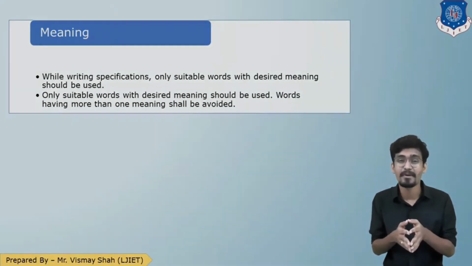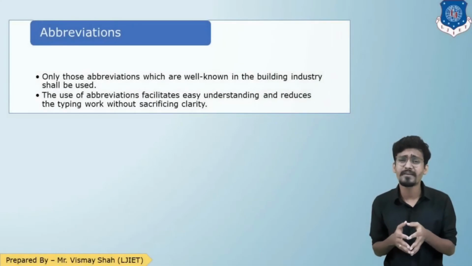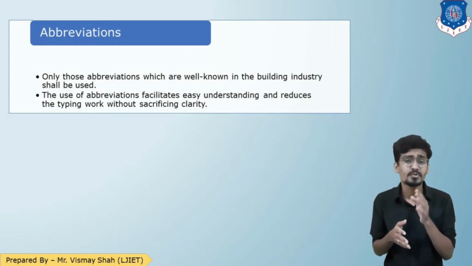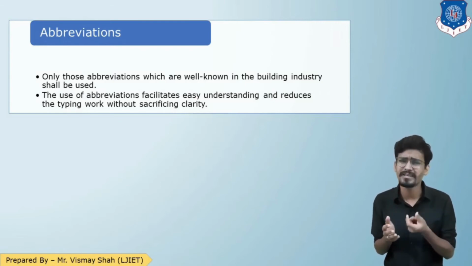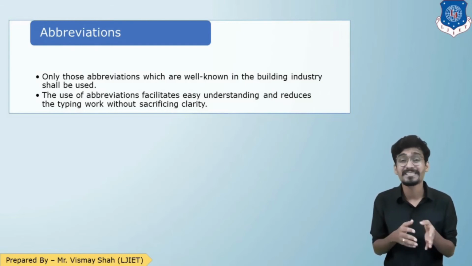The next is abbreviation. Only those abbreviations which are well known in the building industry shall be used. The use of abbreviation is to reduce the retyping work of the entire word without sacrificing the clarity of the word. Students, abbreviations mean short forms such as PCC stands for plain cement concrete, RCC stands for reinforced cement concrete, CI stands for cast iron.